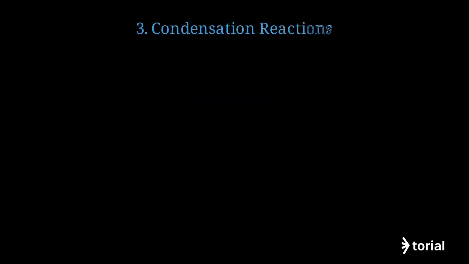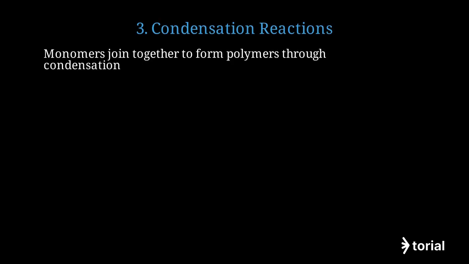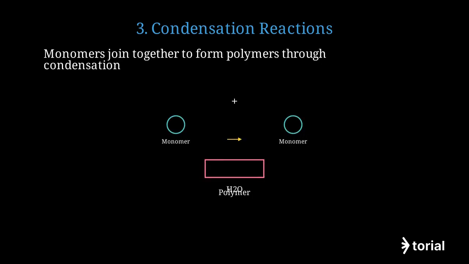Now let's explore how small molecules join to form larger ones. Condensation reactions join small monomers together to create large polymers, releasing water in the process. 2 monomers combine through condensation, forming a polymer and releasing a water molecule.